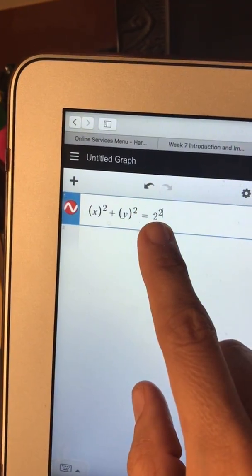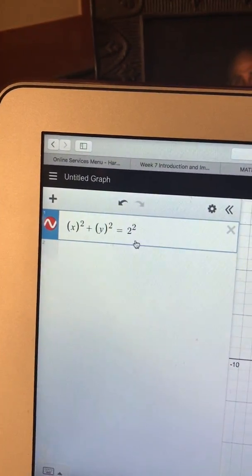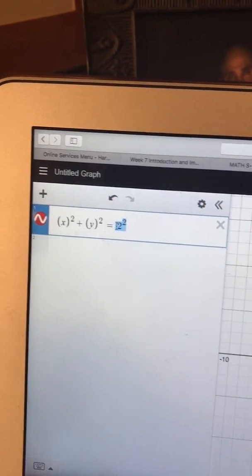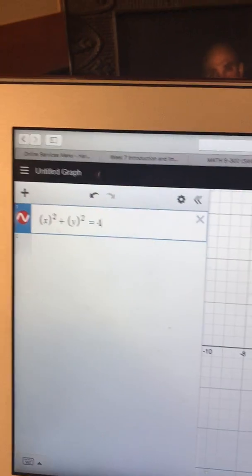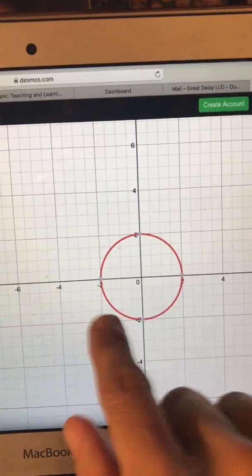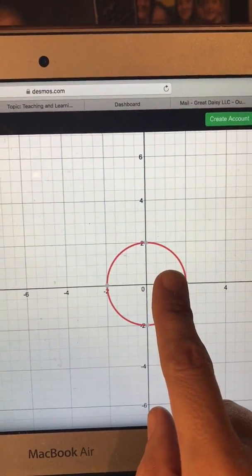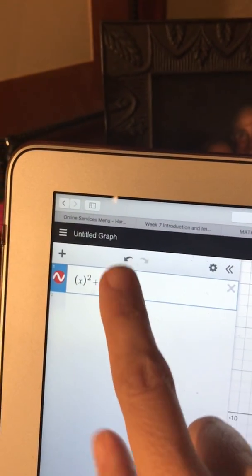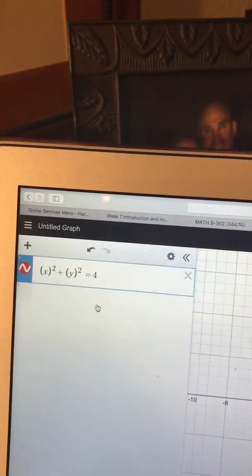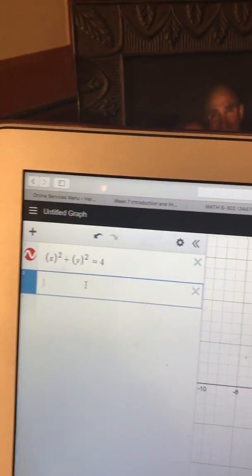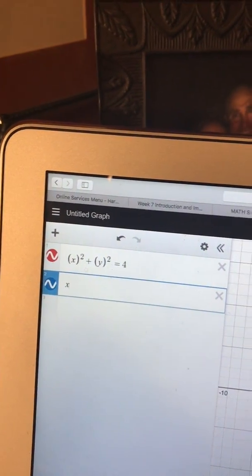Pretty cool. So now let's look at, okay, instead of writing that, I could write just the number 4. And notice that's the same picture, isn't it? And the number 4 really is another way to write 2 squared. So there's a couple ways on Desmos. You can just make sure I'm not lying to you.